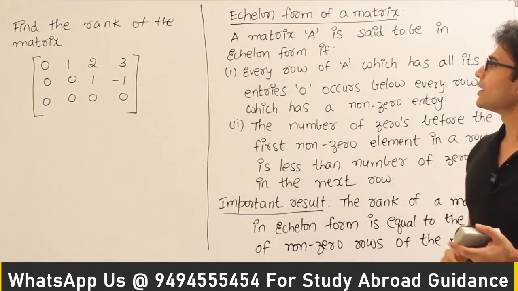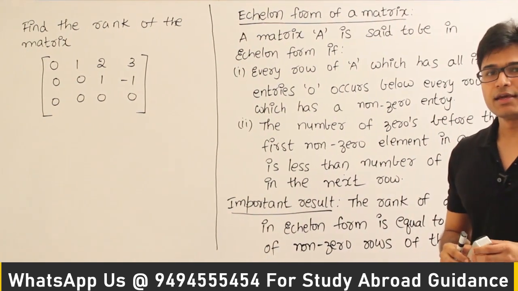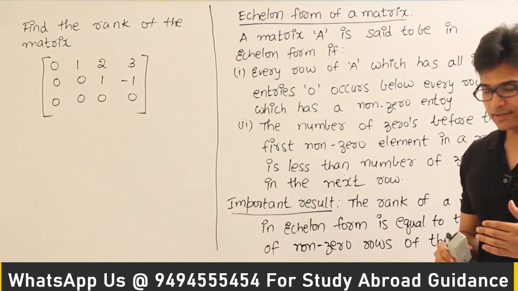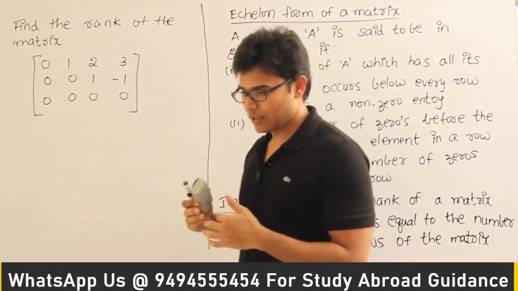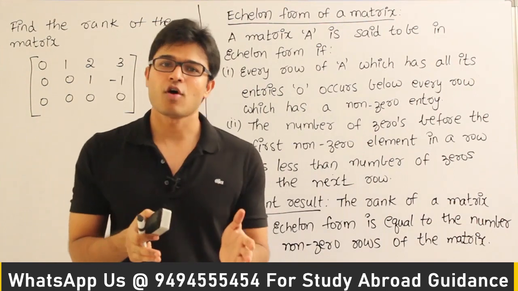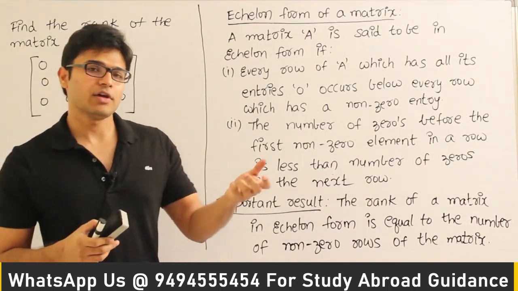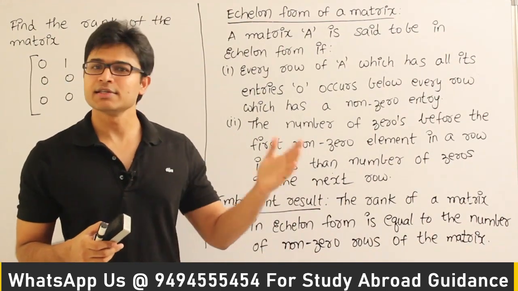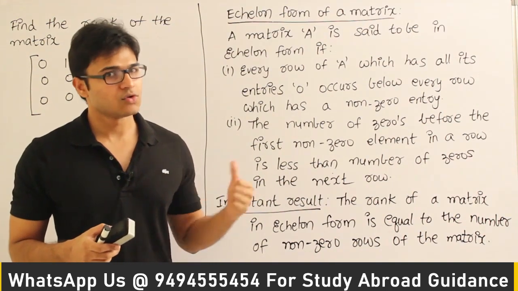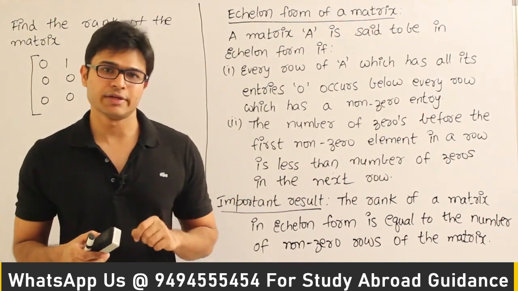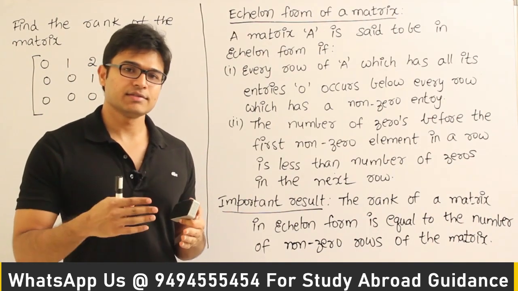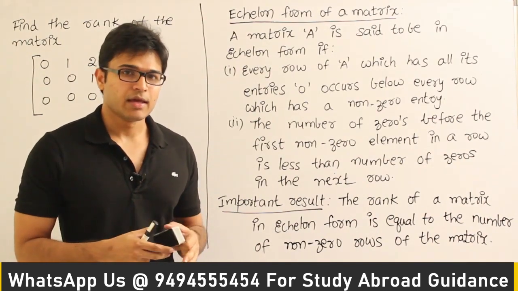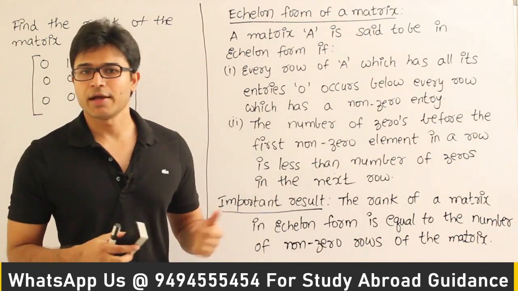Echelon form of a matrix. In order to find the rank of a matrix, it will be easy if we can convert the matrix to some form, and from that form, if we can directly see the matrix and say the rank, it is easier, right? So echelon form is exactly useful there. I'll tell you what echelon form is, and then we shall see why it is so useful. Especially it is useful in finding out the rank of a matrix.